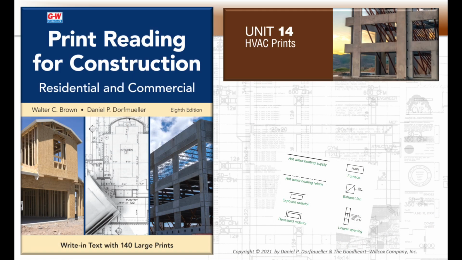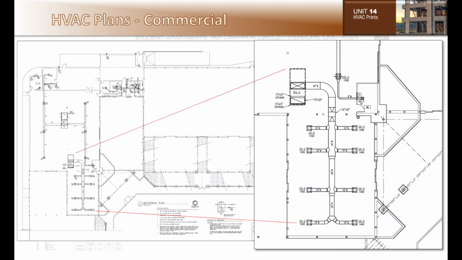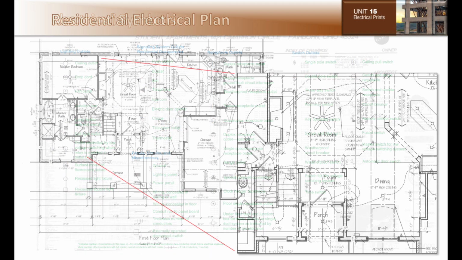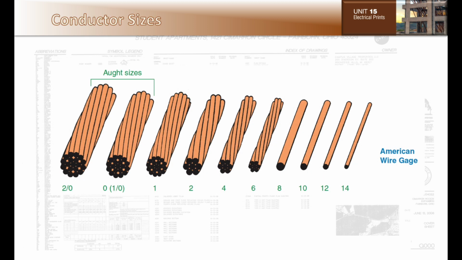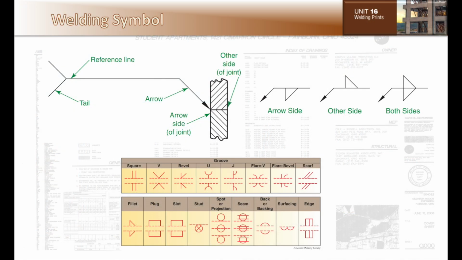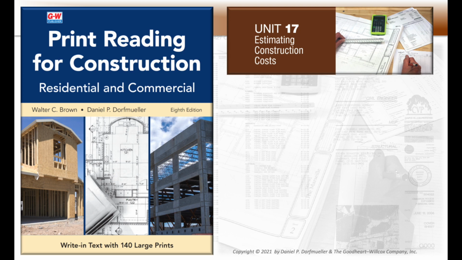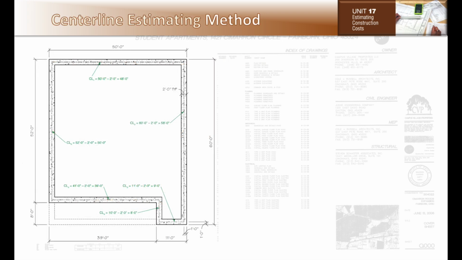Unit 14 is HVAC, heating, ventilating, and air conditioning prints. Here we look at some systems and how they are indicated on the drawings. And Unit 15 is electrical prints. In this unit we include electrical symbols, wiring diagrams, wiring distribution panels, types of wiring and wire sizes, and much more. Unit 16, welding prints. We take a look at types of welding symbols for both shop and field welds. Unit 17, estimating construction cost, is an introduction into construction takeoff and estimating systems.